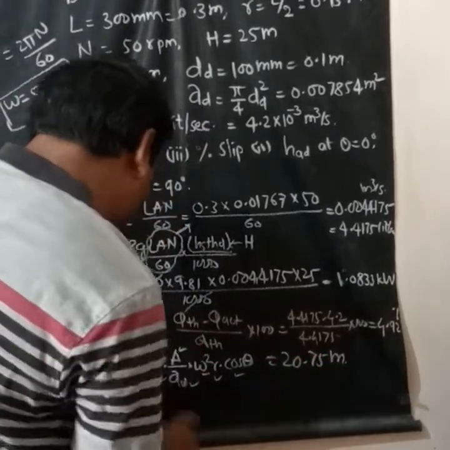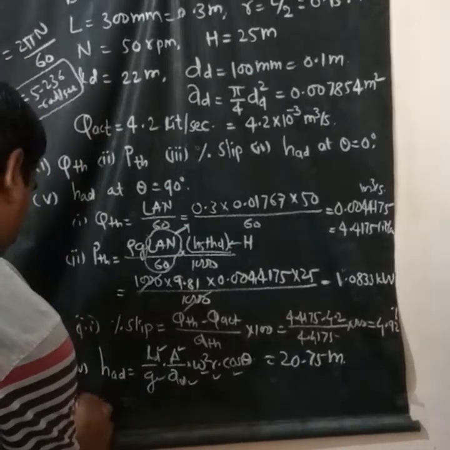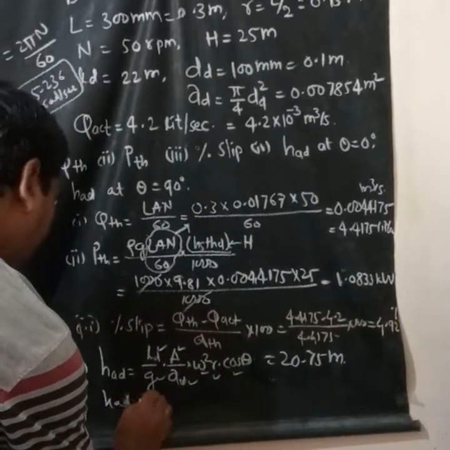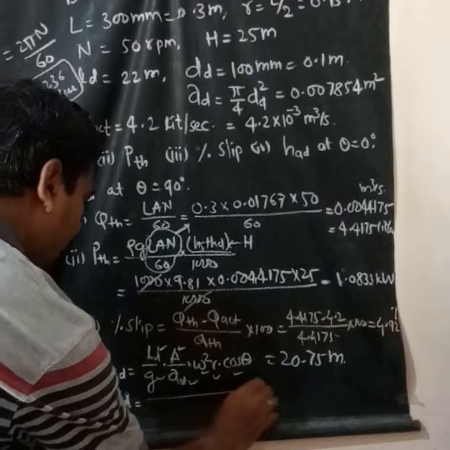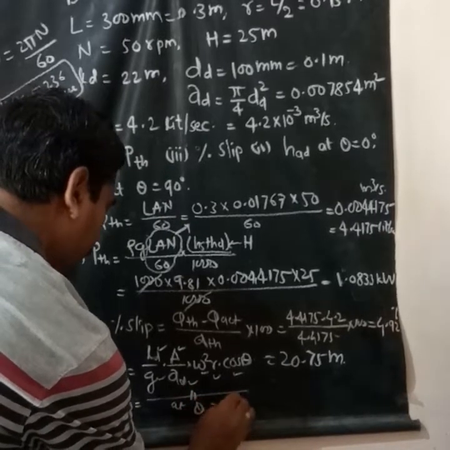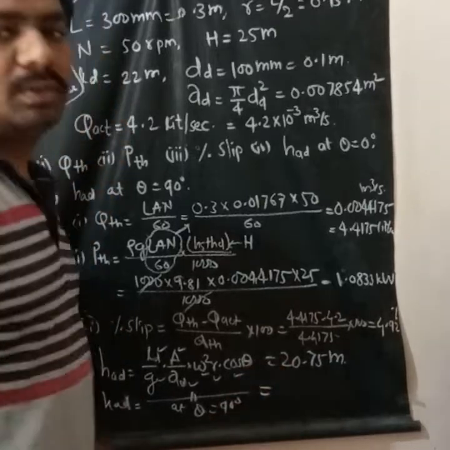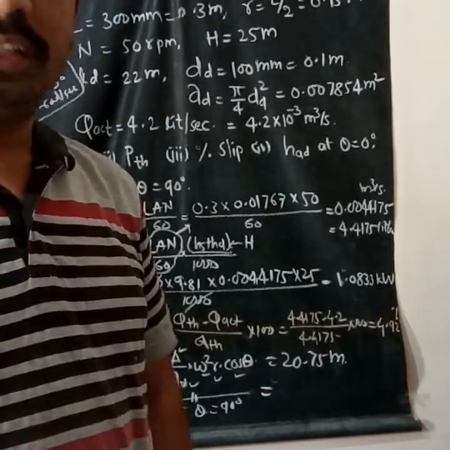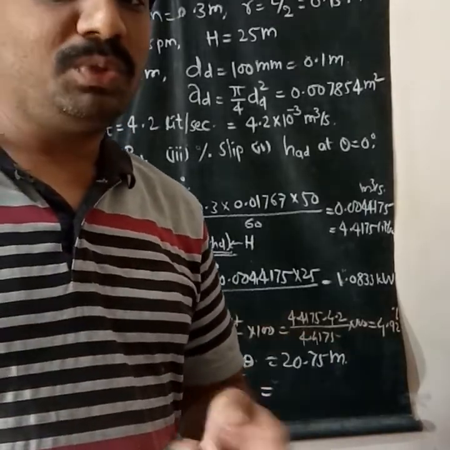20.75 meters. Now the fifth one is HAD, which is the same expression at theta equals 90 degrees. So what will be the value of this expression? As cos 90 is equal to 0.